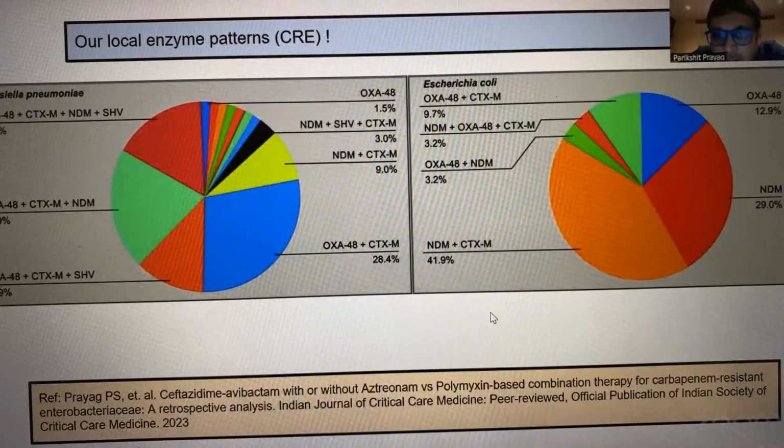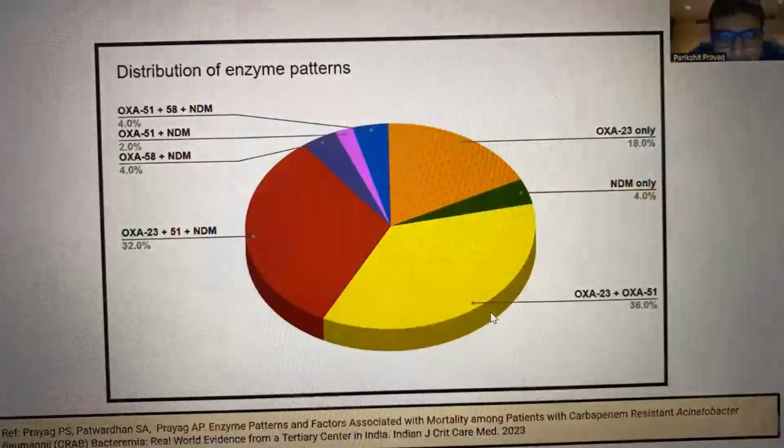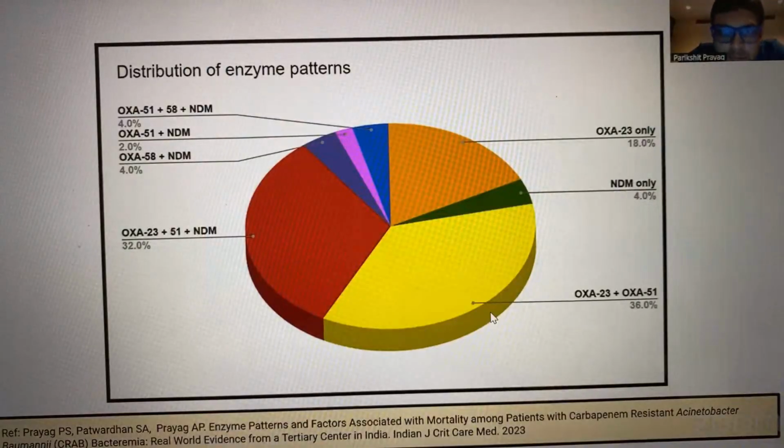If you look at E. coli, then it is less of a multi-enzyme producer, and a large number of these isolates also produce NDM. So there are some differences in the enzyme patterns of Klebsiella versus E. coli. If you look at our Acineto, like I said, OXA-23 and NDM are quite important enzymes in our practice. Almost 50%, close to 46% in our study, of the isolates produced NDM.